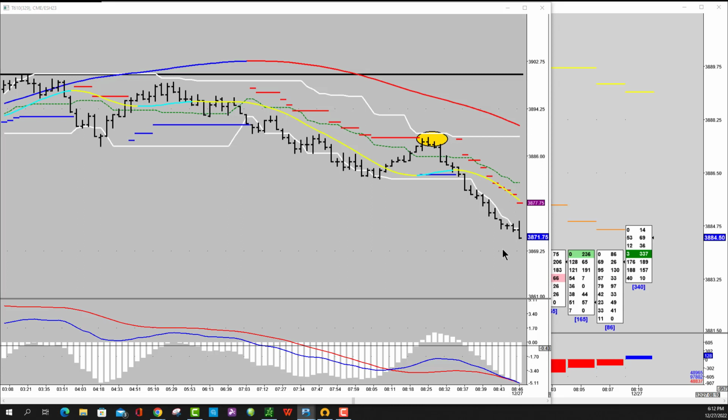So you can look at the signal line as, when it's below zero, a short at the top of the channel, or when it's above zero, a long at the bottom of the channel. So I've highlighted these areas with gold ellipses.